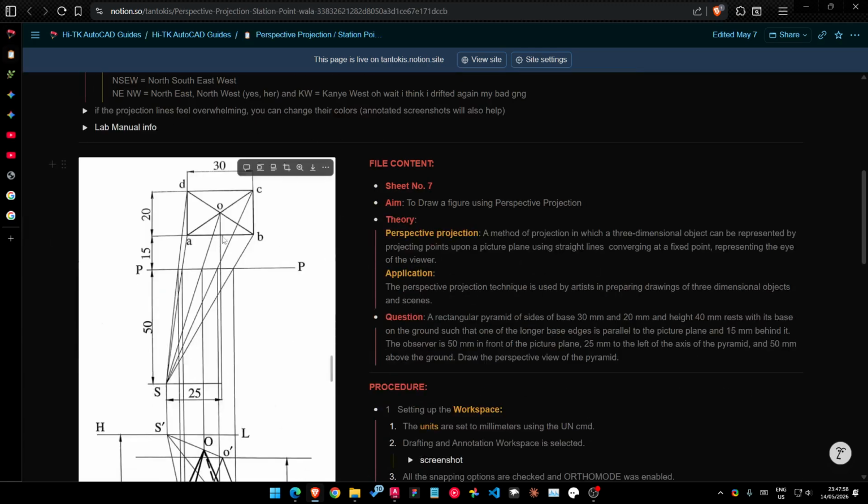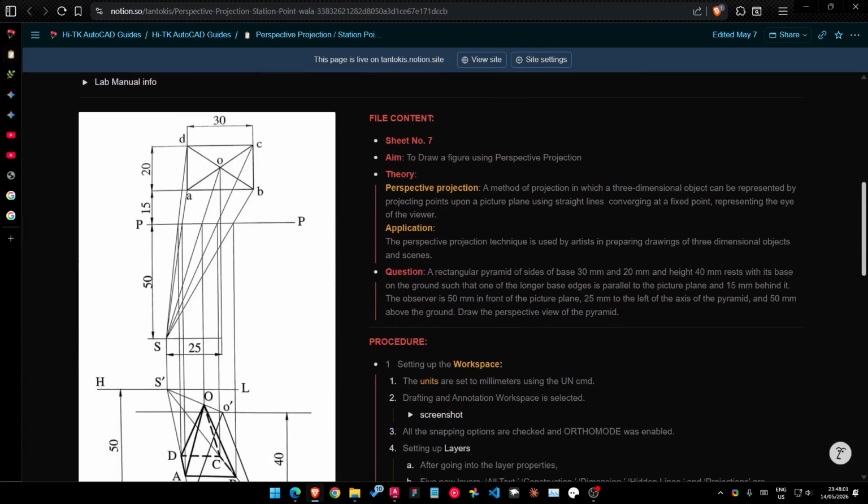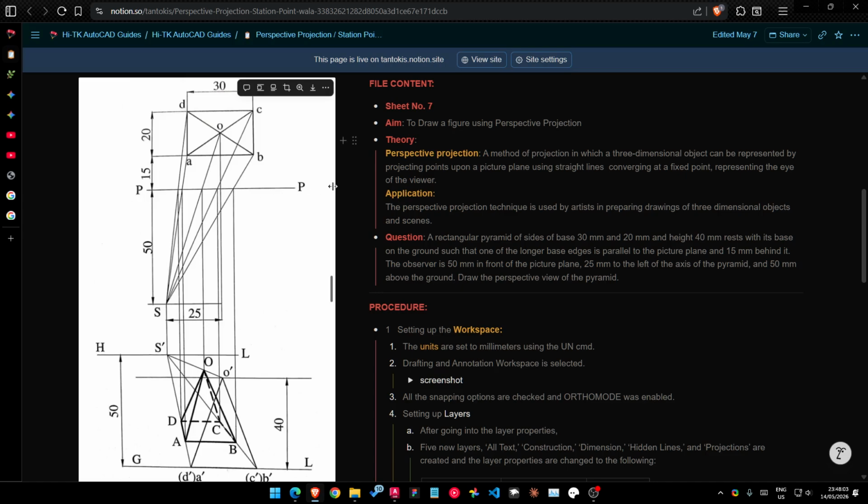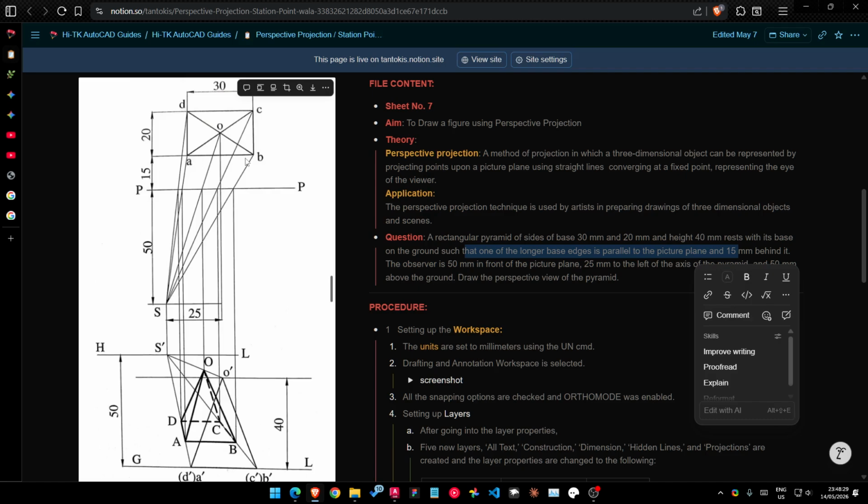And let's say you get a normal one. This is the picture plane, which is PP. So let's read the question, because in the exam you will only get a question. A rectangular pyramid of sides of base 30 millimeters and 20 millimeters. So this is the rectangular pyramid that we have drawn here. It's 30 by 20 in height 40 millimeters. Rests with its base on the ground such that one of the longer base edges is parallel to the picture plane.